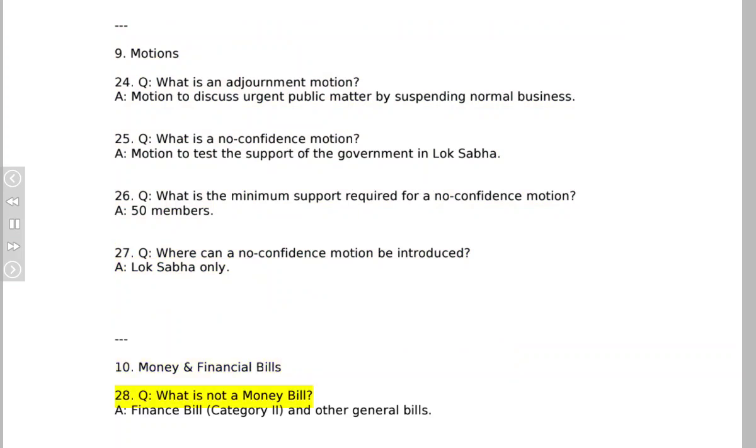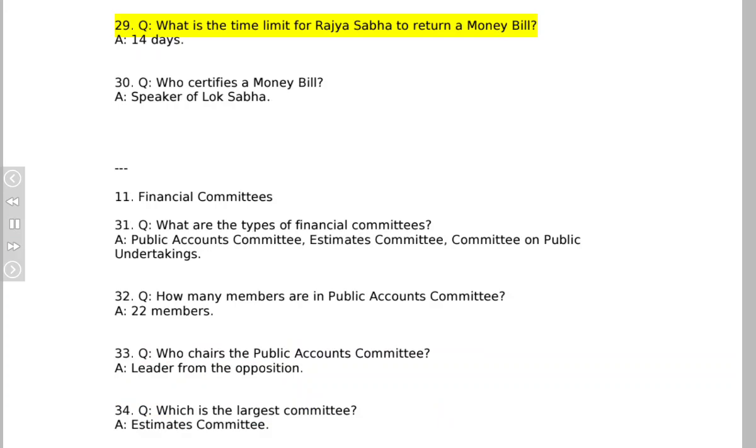10. Money and financial bills. 28. Q. What is not a money bill? A. Finance bill category 2 and other general bills. 29. Q. What is the time limit for Rajya Sabha to return a money bill? A. 14 days. 30. Q. Who certifies a money bill? A. Speaker of Lok Sabha.